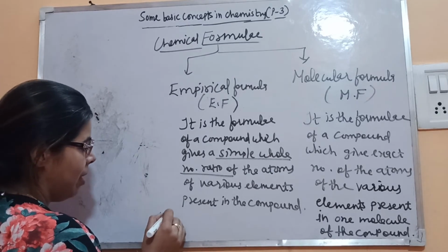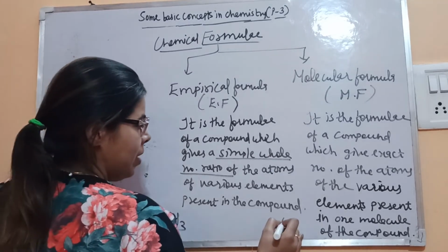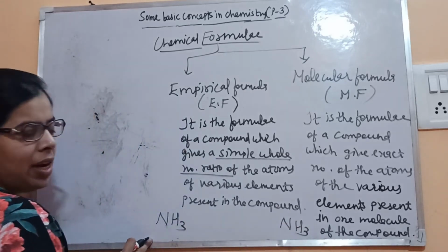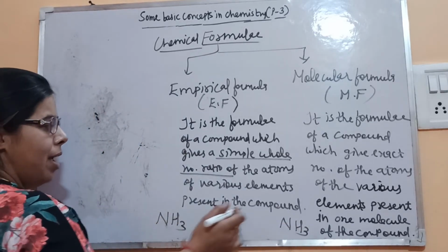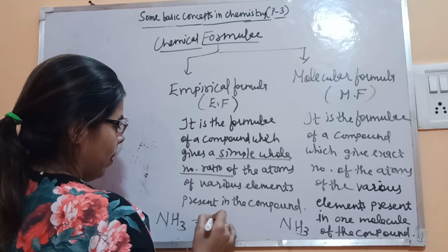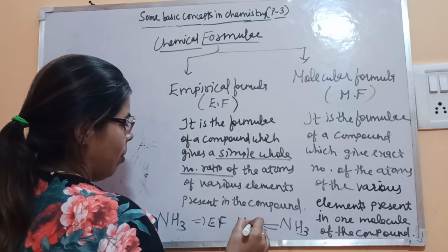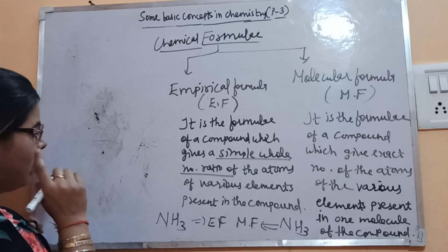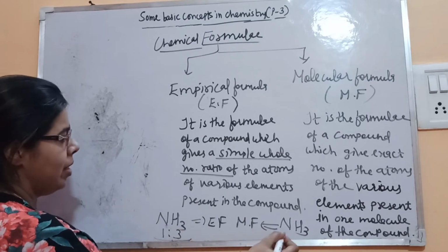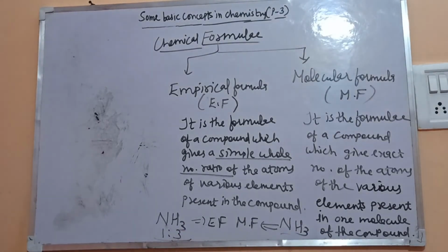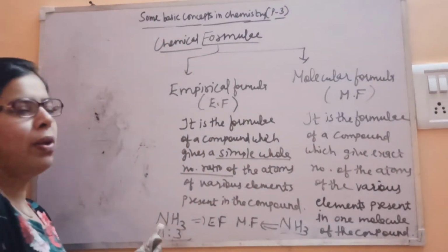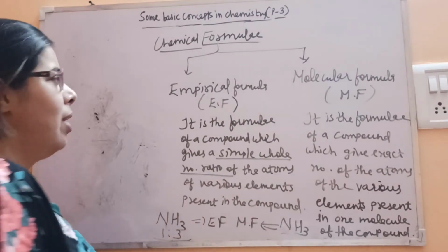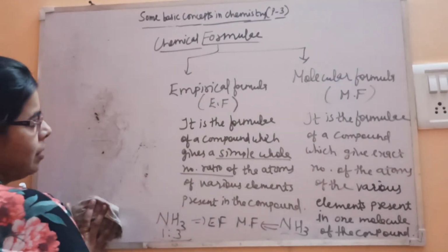Let's consider an example in which the molecular and empirical formulas are the same. See, from ammonia we can't take out anything. So this is the empirical formula and this is also the molecular formula. Both are the same because the ratio is 1:3 and this is the exact number of the elements present in the compound. Now let's find out the relationship between the two. If the empirical formula is given, how do we calculate the molecular formula? If the molecular formula is given, how do we calculate the empirical formula? Let's see.